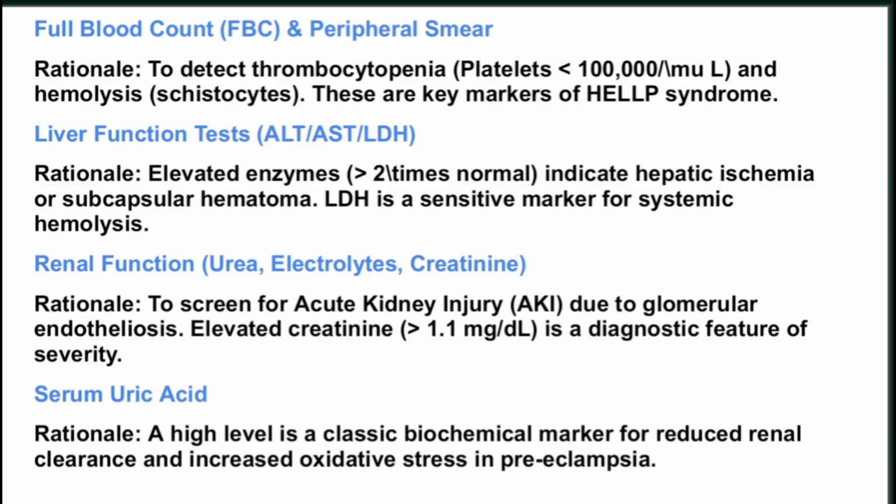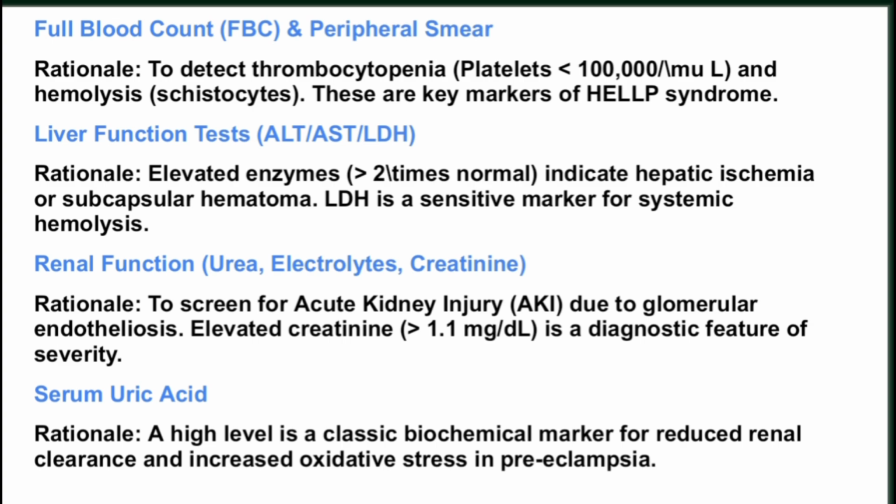We're going to do a liver function test. We're going to check for elevated liver enzymes, which are going to rise at least 2 times the normal, and they're going to indicate hepatic ischemia or subcapsular hematoma at the Glisson capsule. And we're going to check for lactate dehydrogenase, which is a significant marker for systemic hemolysis.